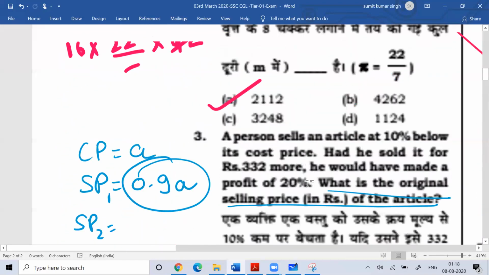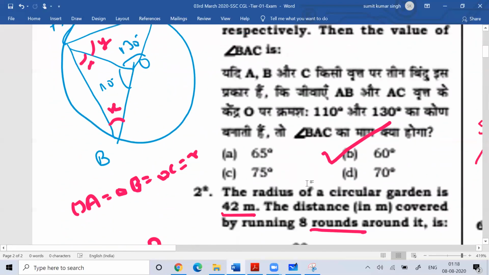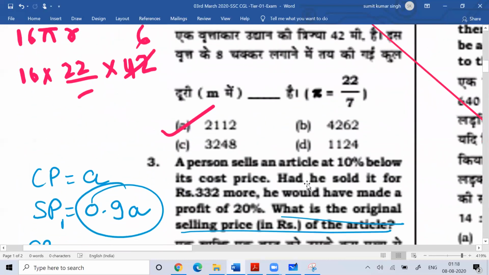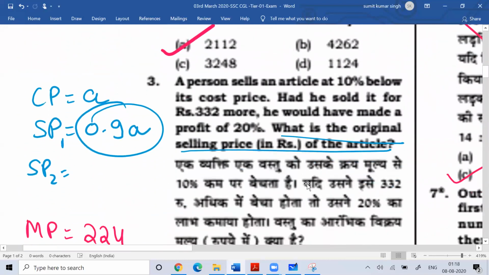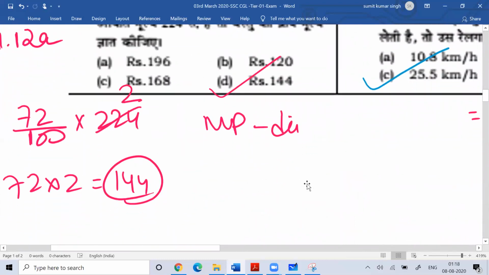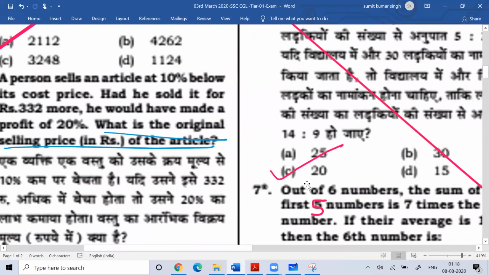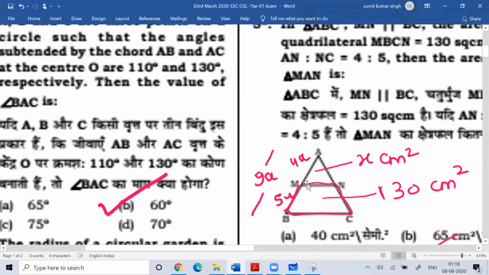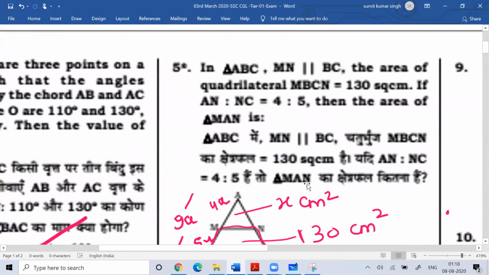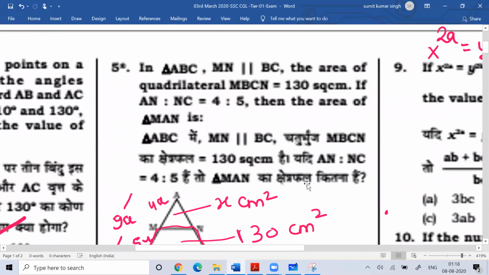Question number 1 was based on circle. Question number 2, again, based on circle. Question number 3, profit and loss. Question number 4, profit and loss. So around 2 questions we saw on circle, 2 on profit and loss. Question number 5, again, triangle concept. So you can see geometry plays a very significant role. Out of 25, I can see around 6 to 7 questions on geometry and trigonometry altogether.